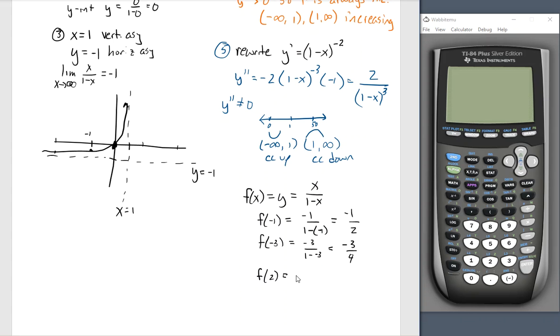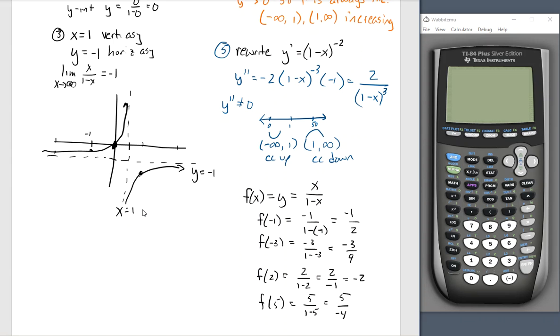At 2, our function value is 2 over negative 1. So 2, negative 2. F of, I don't know, 5 maybe. That's 5 over negative 4. So I'm coming up, I'm increasing still, and I'm concave down.